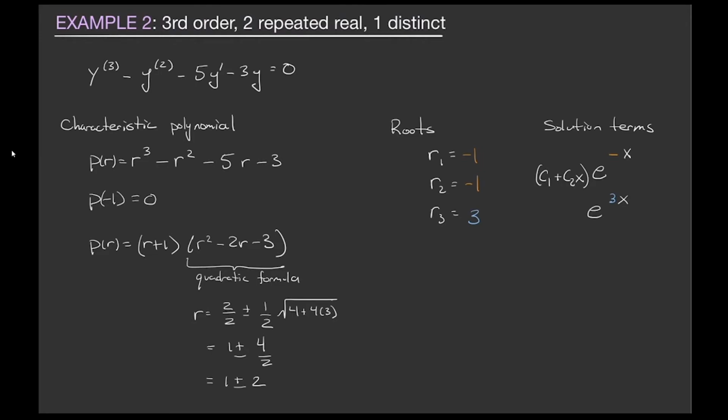Starting with a constant of c1, we then keep scaling up the polynomial to a degree such that we have a number of terms equal to the multiplicity. The multiplicity is 2. 2 times this appears, so we have 2 terms in this polynomial. Now, if we take the solution formula, we have y is equal to c1 plus c2x times e to the -x plus c3 e to the 3x.